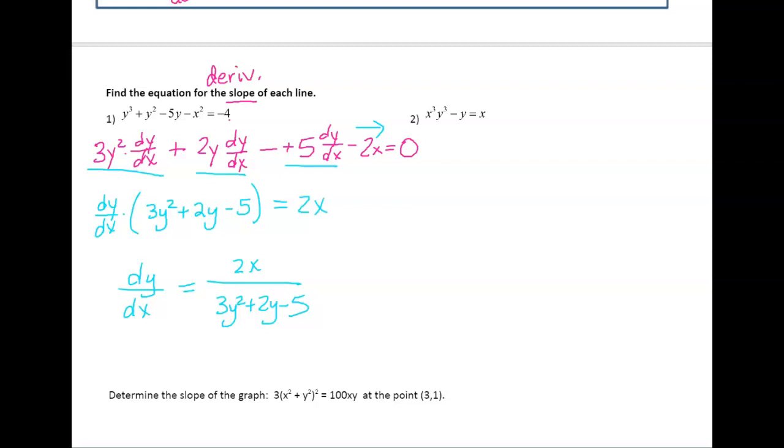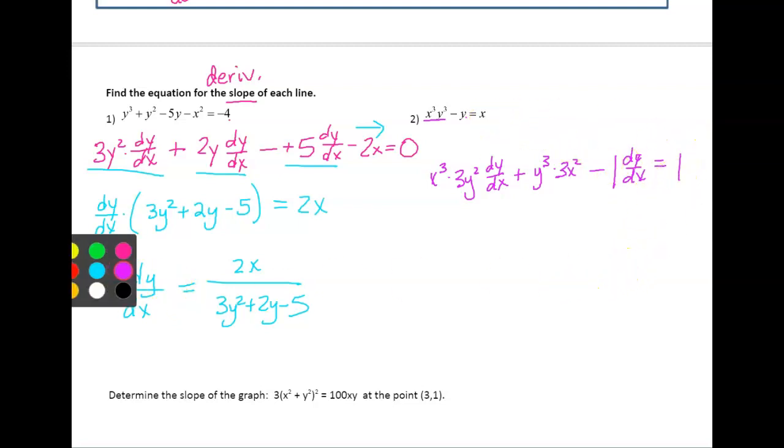Okay, so let's look at our next example. So our first term is going to be a product rule. 1 d2 plus 2 d1 minus the derivative of y is 1, and we did a y. The derivative of x is 1. So this is all one term, one term, one term, and one term.